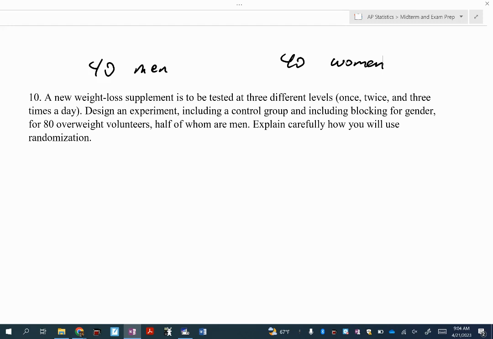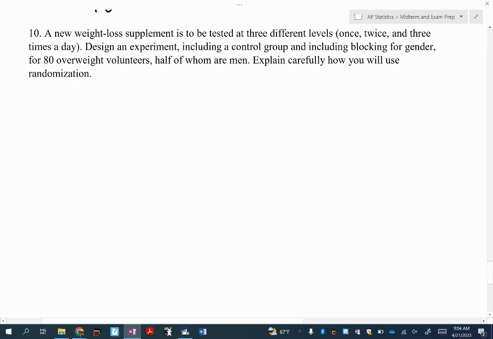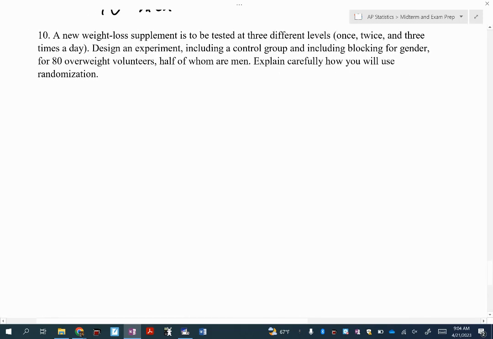Okay, what do I do with the women? The same thing with the 40 women names. Do the same thing. All right, you guys ready? So we're going to write all that. That's a lot to write. Here we go. Summarize it.